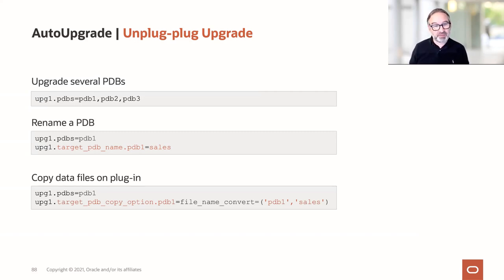Or copy the files on plugin. Target PDB copy option. For PDB1, so PDB name again specified, because you can have different lines for different PDBs here. And file name convert PDB1 subdirectory to sales.